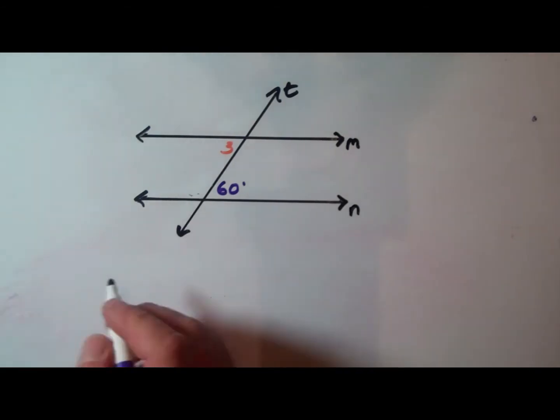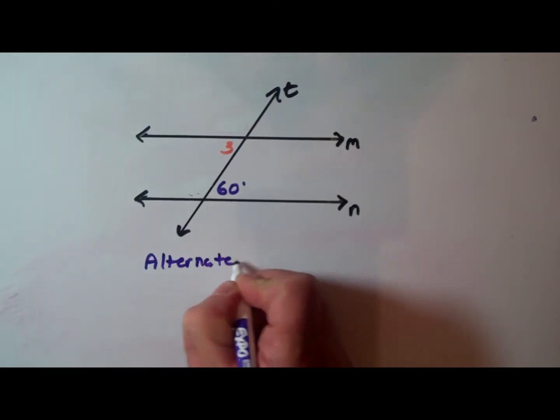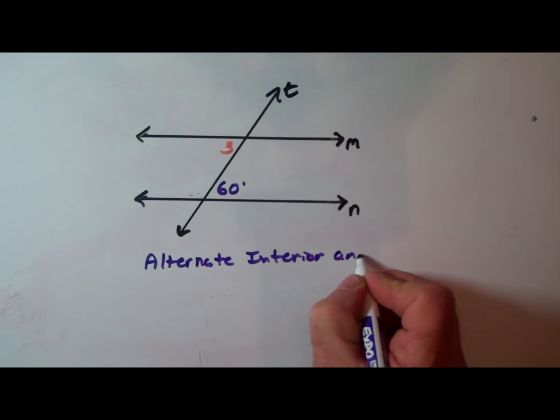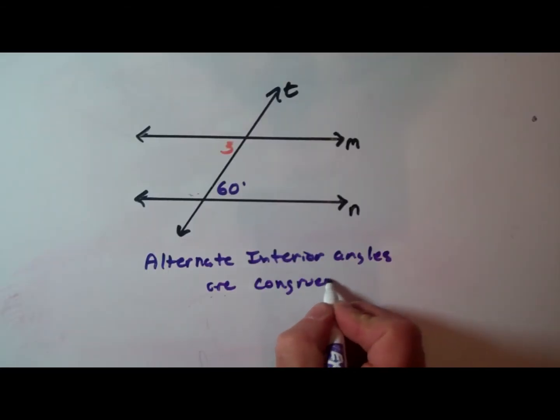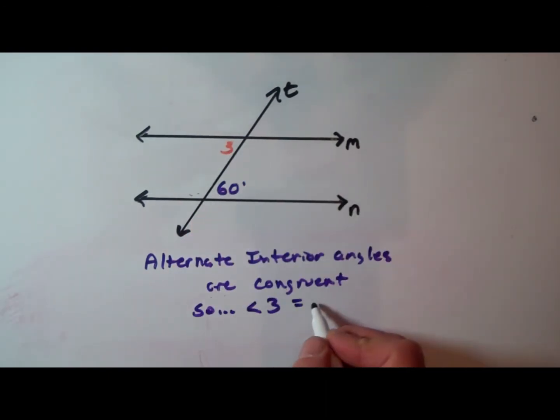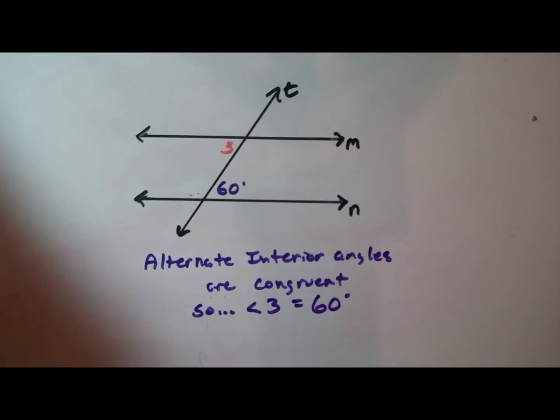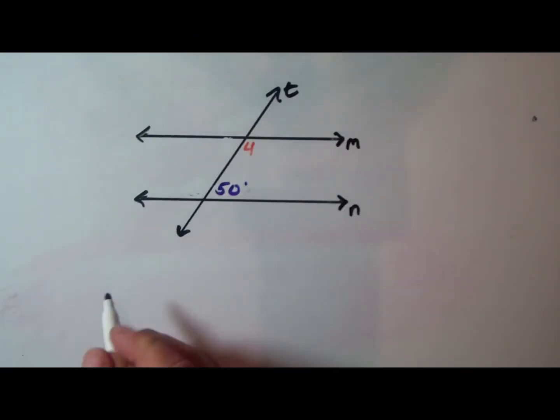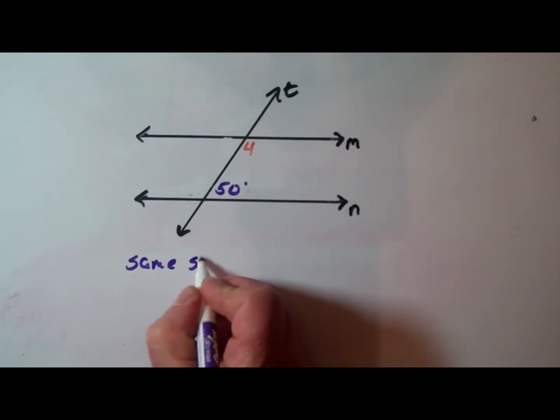Now, here are two angles, angle 3 and one angle that is 60 degrees. These are alternate interior angles, and they are, does anybody know? I've got time. They are also congruent. So, angle 3 equals 60 degrees. Okay, one final example.